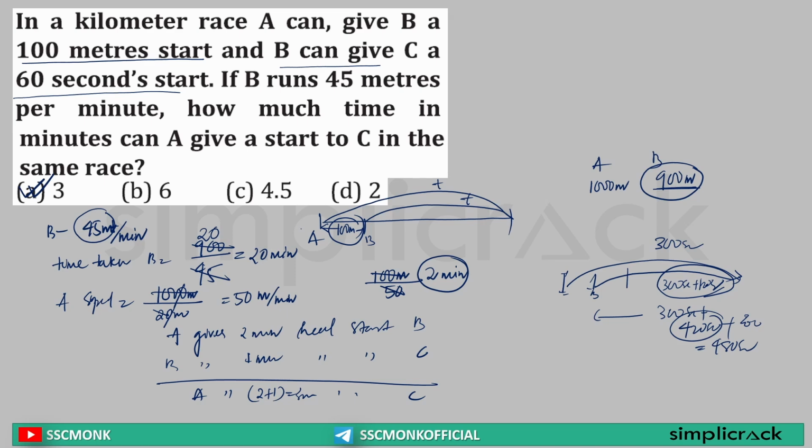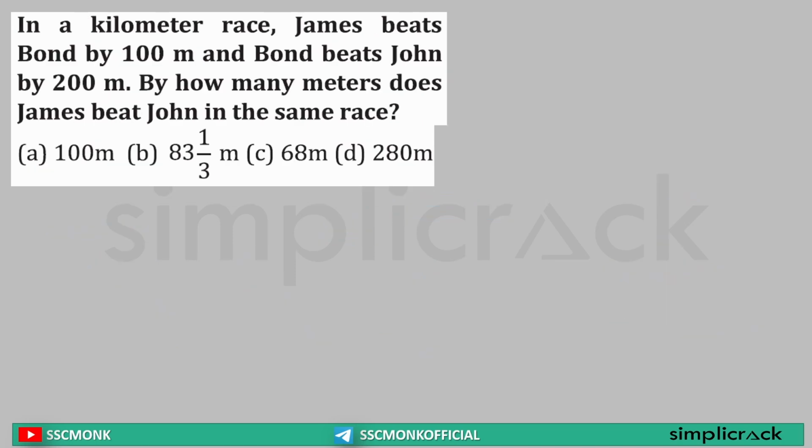Clear? Sorted? Next. In a kilometer race, James beats Bond by 100 meter. Bond beats John by 200 meters. Sir, 3 persons are here: James, Bond, and John. When James is running 1000 meter, Bond is running 900 meter. Bond beats John by 200 meter. Sir, when Bond is running 1000 meter, John is running 800 meter. Yes or no? This is the reality.